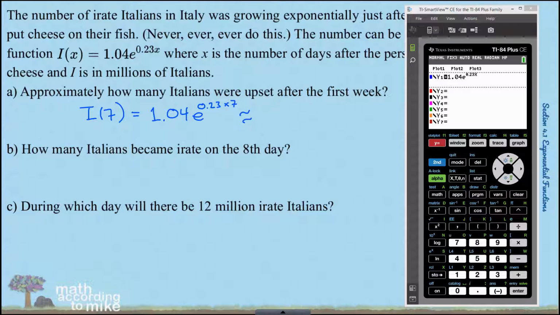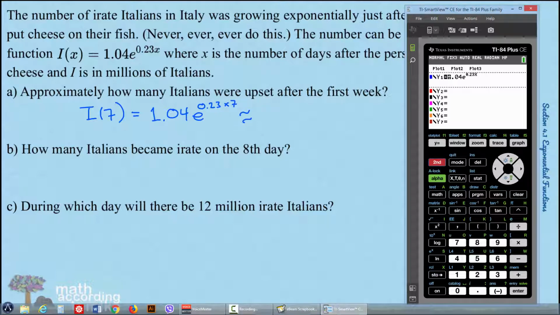Approximation here. To make the calculator do that, we're going to do second quit to get back to the main screen. And to make it plug in 7, you're going to hit vars, y vars, hit enter on function, and we put our function into y1. And to say evaluated at 7, just like you would say f of 7, or in this case I of 7, we'll say y1 of 7, so left parenthesis 7, right parenthesis.